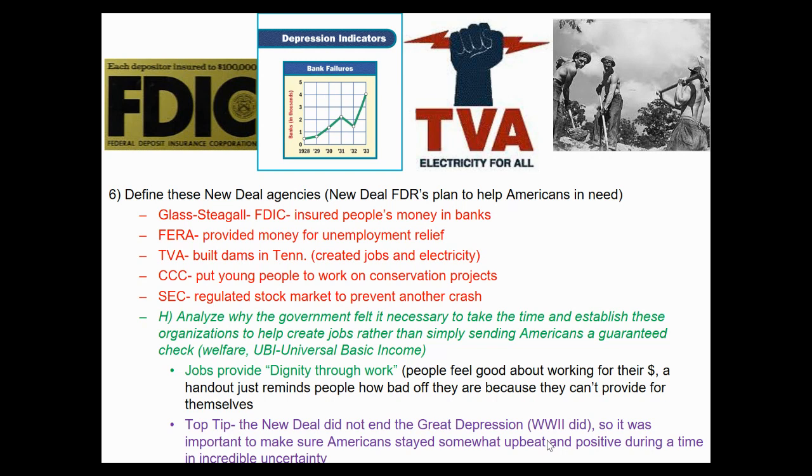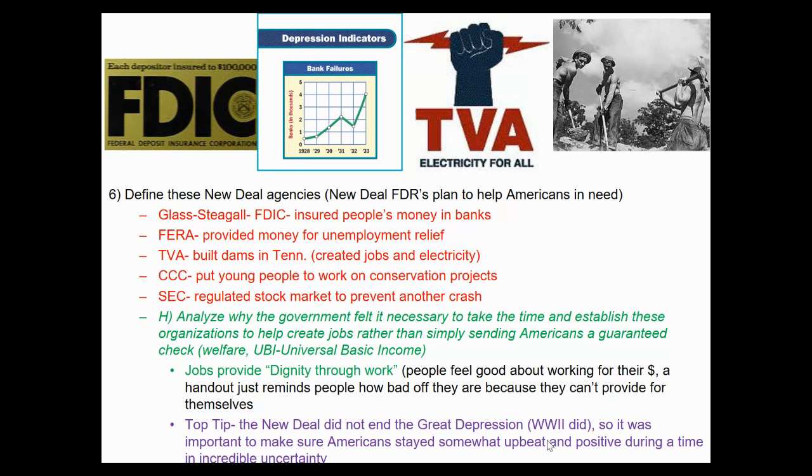Now, the answer was FDR's plan was to create jobs. By having jobs, you give people dignity through work. People feel good about working for their money, right? When you give people a handout, it just reminds them how bad off they are and that they can't provide for themselves. By providing a job, it makes people feel they have an ownership in trying to make their lives better, okay? But also keep this in mind.